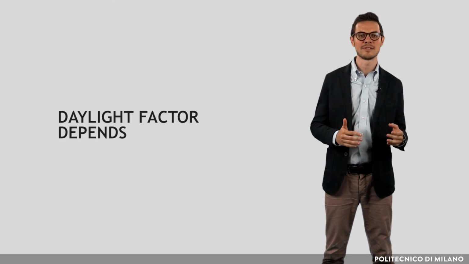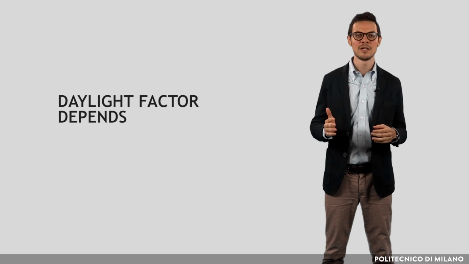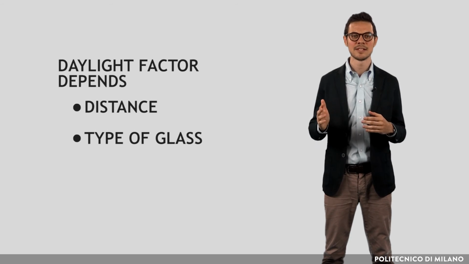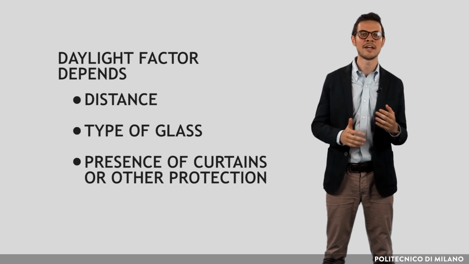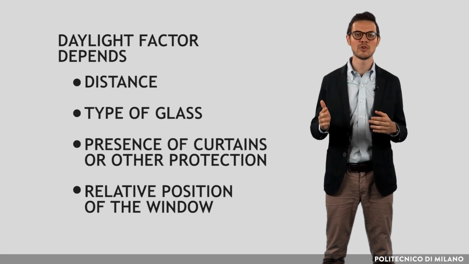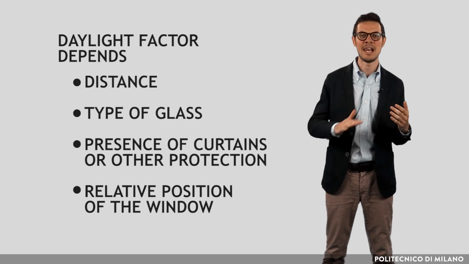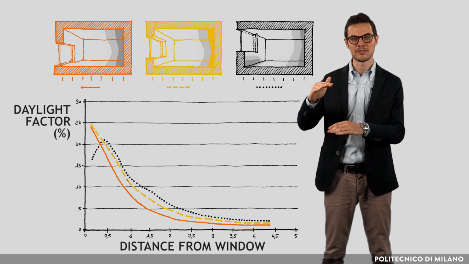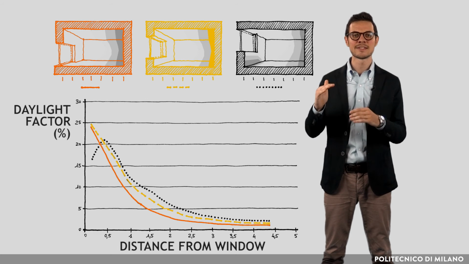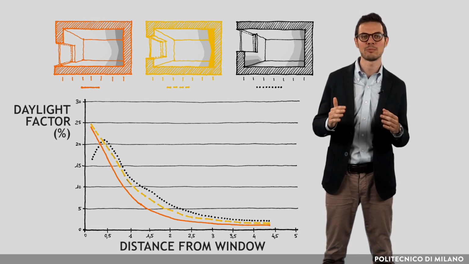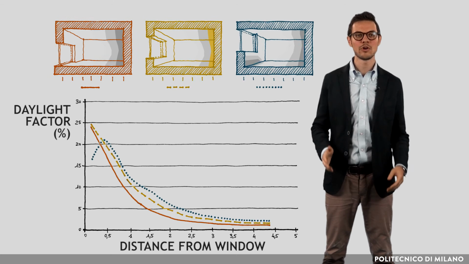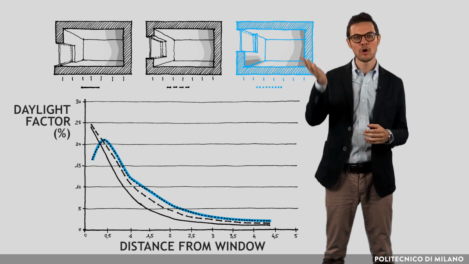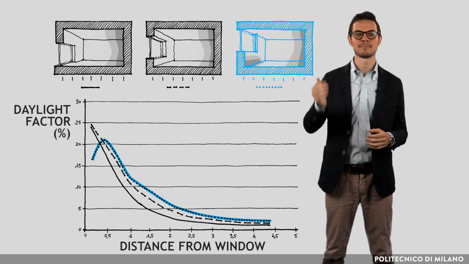Some other suggestions for designers have to be further introduced. The daylight factor depends, for the same size of the windows, on the distance, the type of glass, the presence of curtains or other protection, and the position of windows relative to the floor level. Designers should take into account that the first meter from the floor level does not bring an advantage for the purpose of natural lighting. On the contrary, moving the windows to the top, the daylight factor increases.